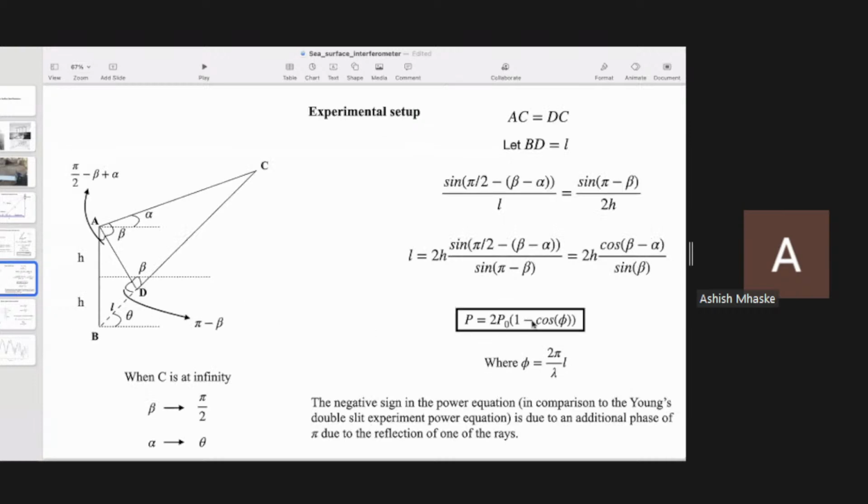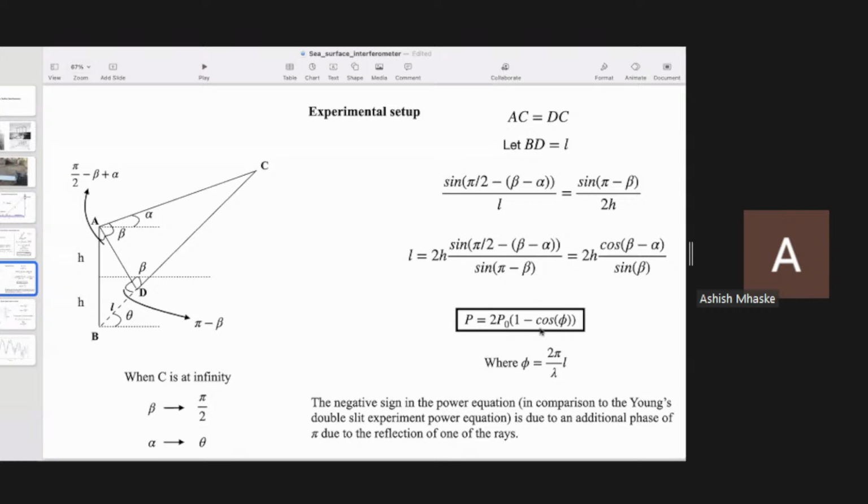Can someone think why we got a negative sign here? Sorry, the answer is given here. In our experiment, the second ray will go through a reflection from the surface, which introduces a phase difference of pi, and that gives a negative sign here. The phase here is 2 pi by lambda into L. L is this extra path length, and that is given by this equation. So L is slightly more complicated here as compared to the previous equation.